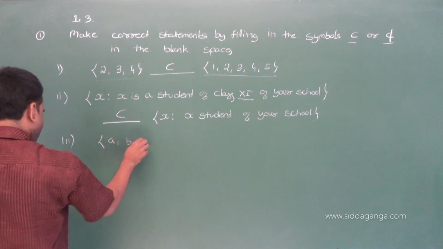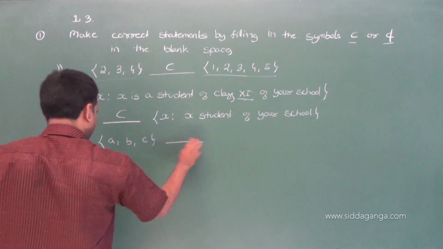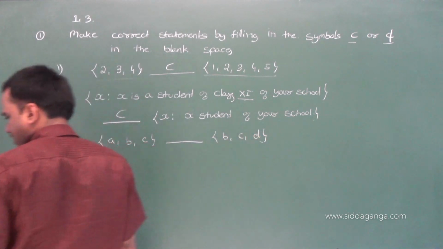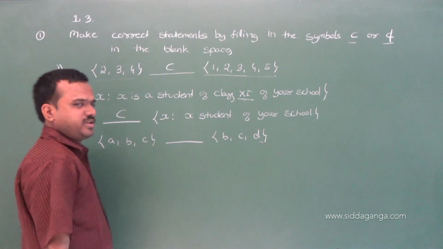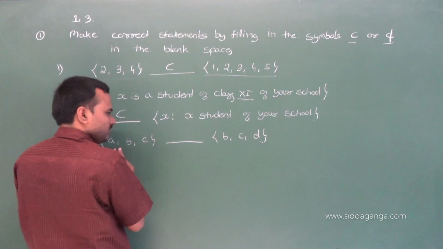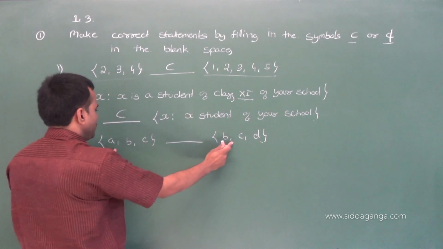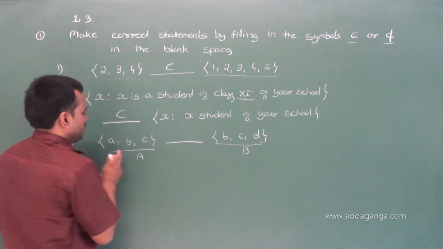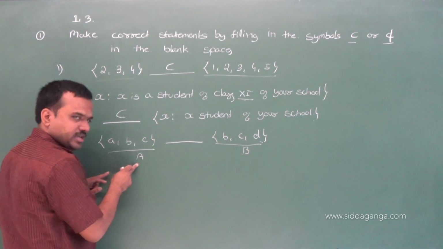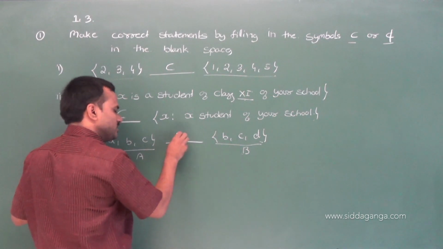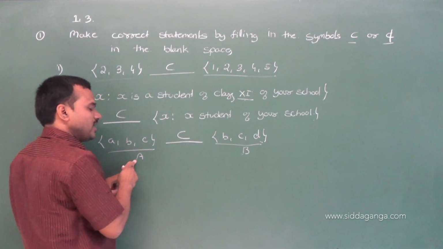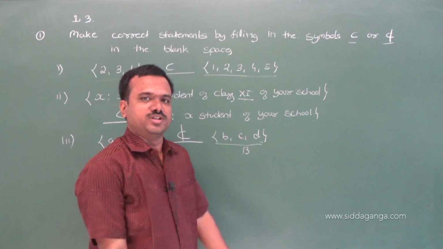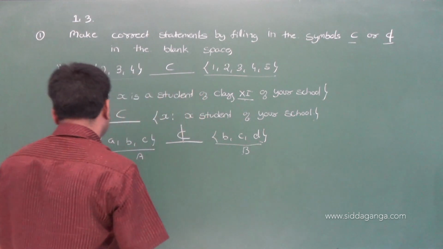Third question. {a, b, c} dash {b, c, d}. Suppose this one I call A and this one I call B. The element a is in A, but it is not in B. So all elements in A are not in B, that's why it is not a subset. Correct? It is not a subset. Fourth question.